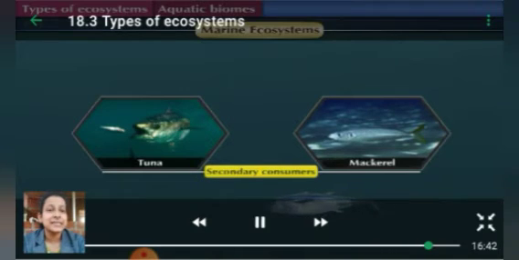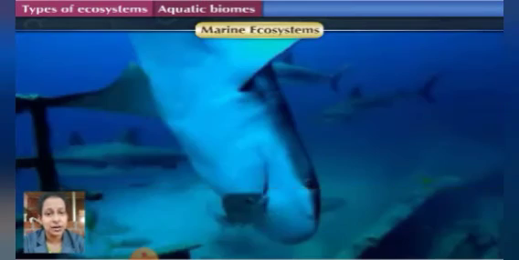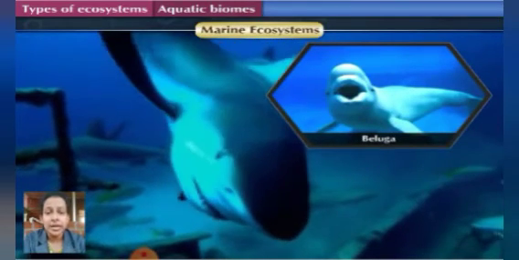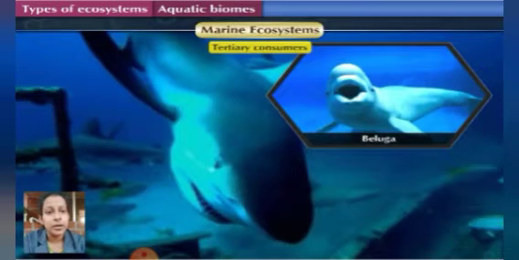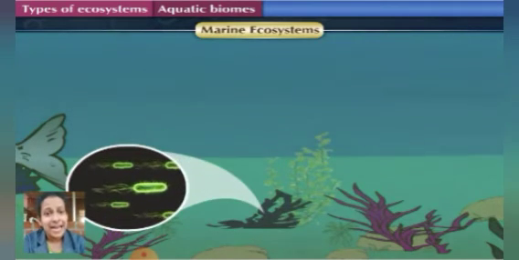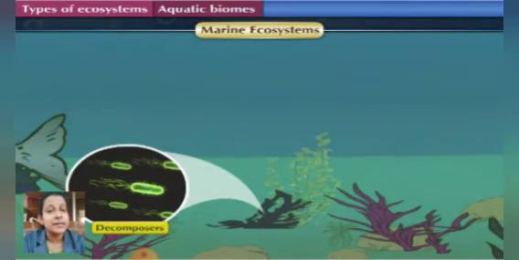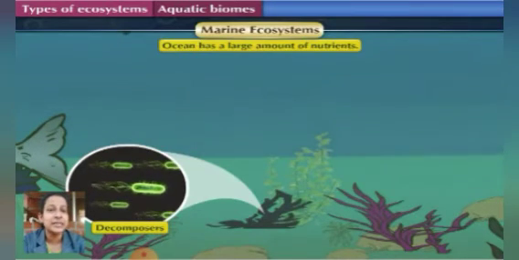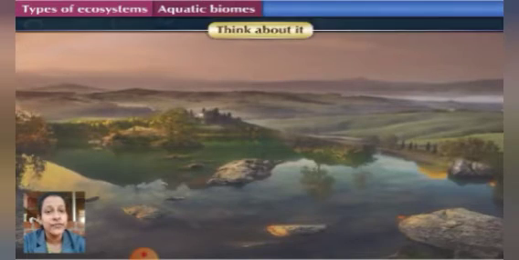Whereas the larger fishes like the sharks, okay, and beluga, these are the tertiary consumers of the ocean ecosystem or the marine ecosystem. Whereas the decomposers are mostly the bacteria which are found at the bottom of the sea, okay, which convert the dead remains of the aquatic plants and animals into the abiotic factors, and therefore we can say that the ocean has a large amount of nutrients.